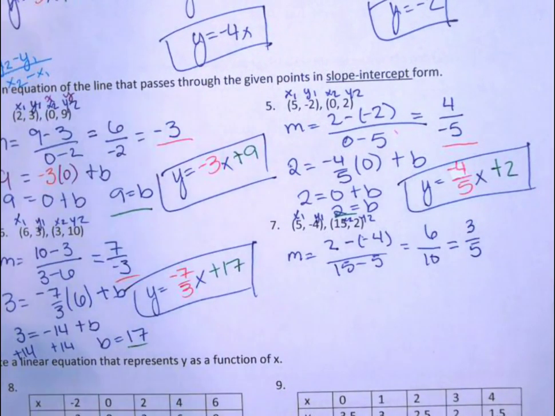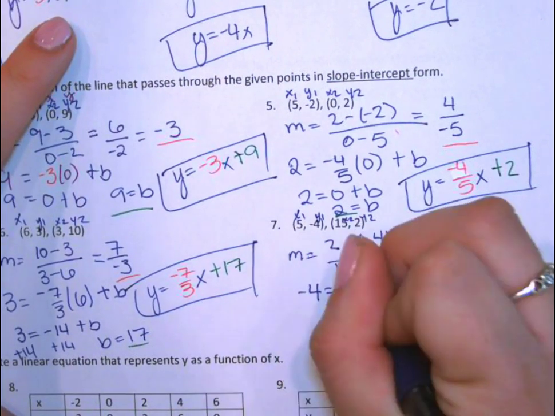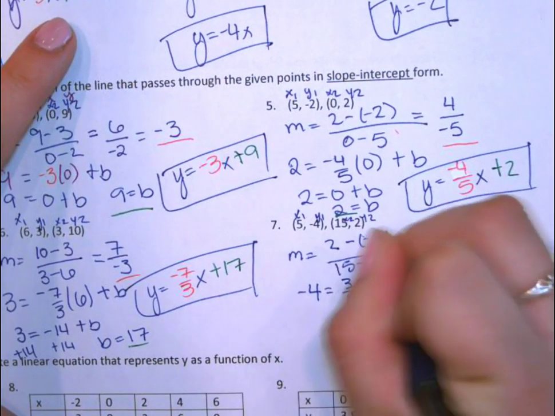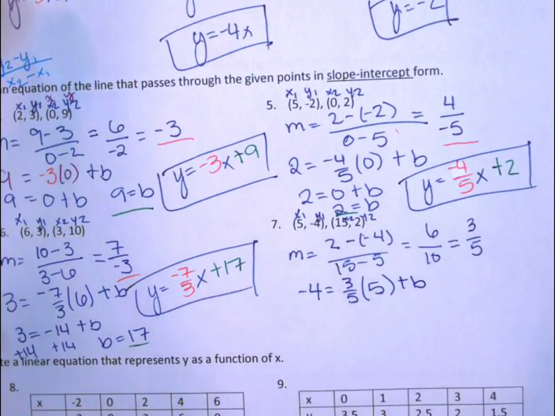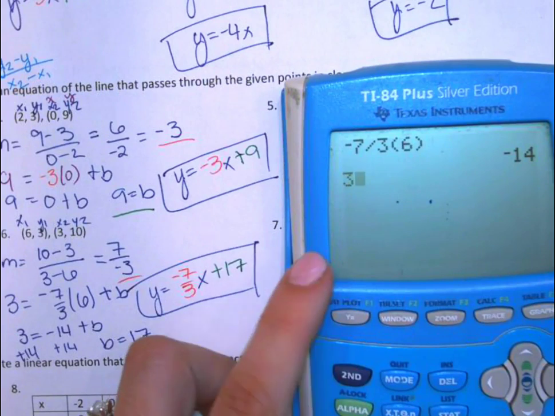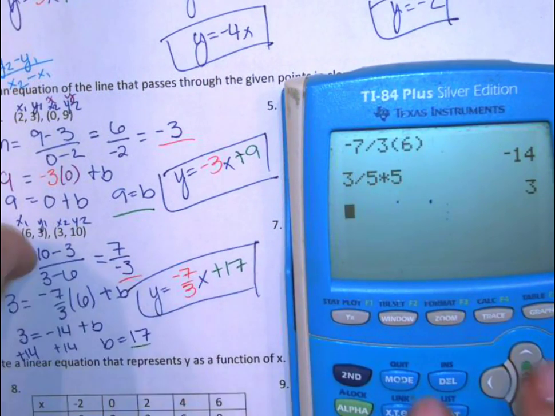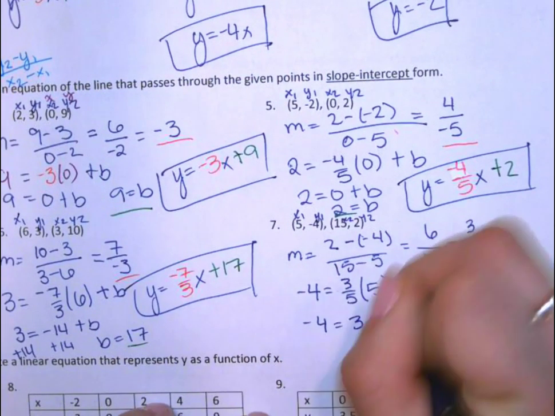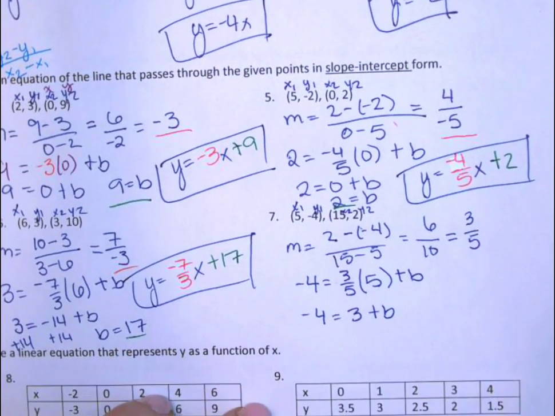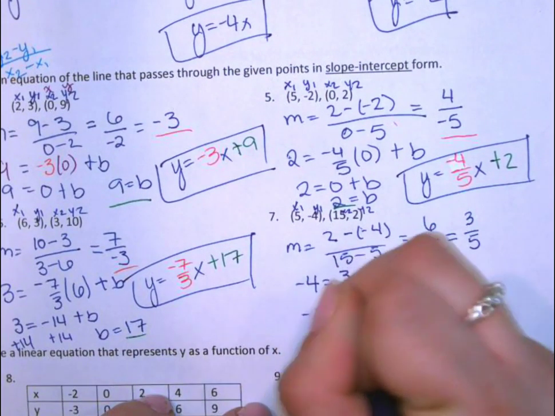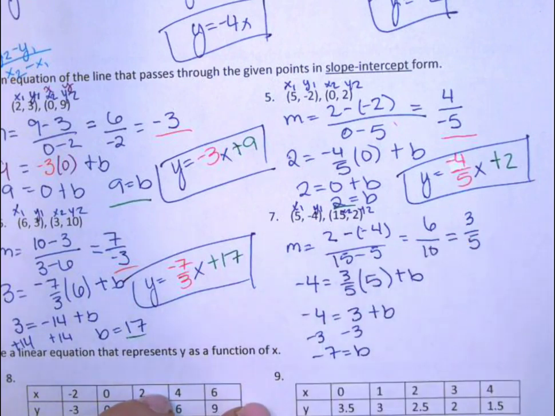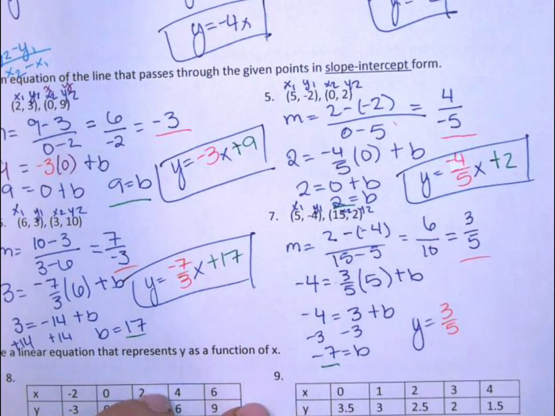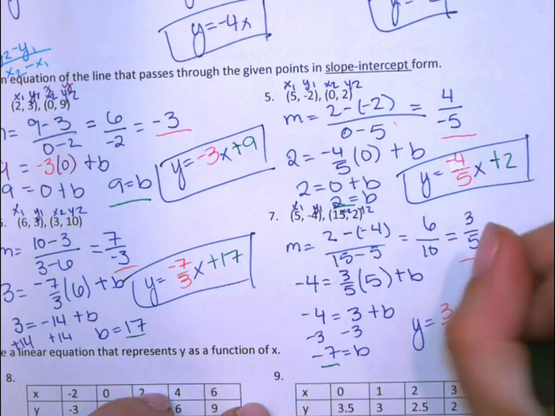I'm going to go ahead and plug in. Doesn't matter what I pick. I have negative 4 equals 3/5 times 5 plus b. And we do 3/5 times 5. Turns out to be just 3. Negative 4 equals 3 plus b. I'm going to go ahead and get b by itself, so I subtract 3 on both sides. Negative 7 equals b. So, plug those into the equation. I get y equals 3/5 x minus 7.